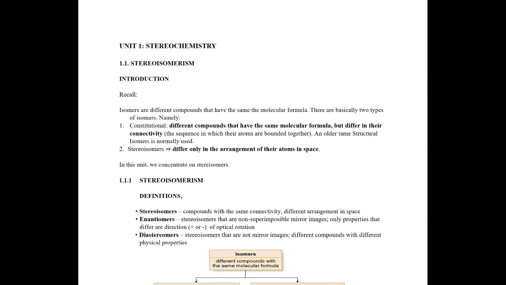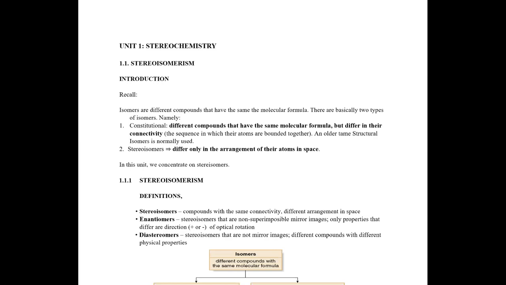Stereochemistry is basically a branch of chemistry which is concerned with the three dimensional arrangement of atoms and molecules, and it also deals with the effect of this on chemical reactions. But mainly today we're going to focus on the three dimensional arrangement of atoms in molecules.